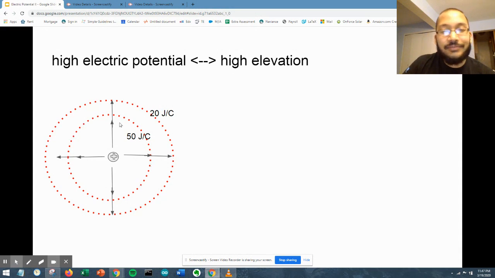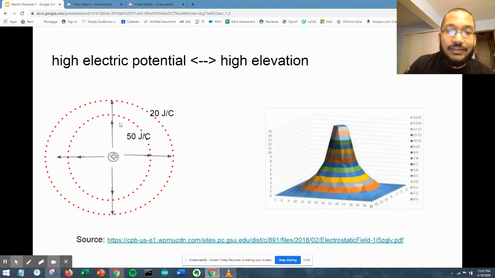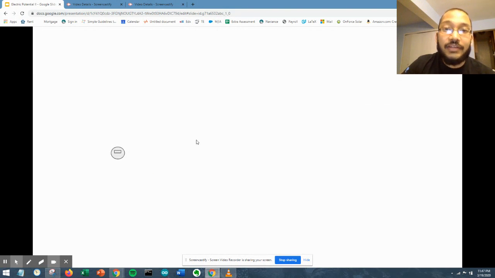And so what does the 3D visual look like? It looks like a peak. The positive is like a peak, and these lines of lower electric potential trace out this surface. What does this look like for a negative charge? So first off, remember, what do the field lines look like? Looks like this. Same as before, but pointing inwards.